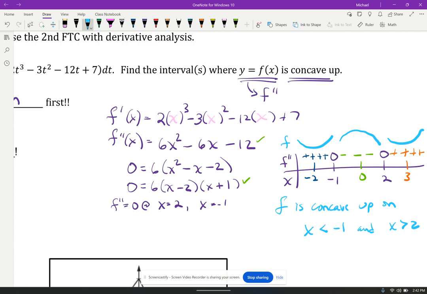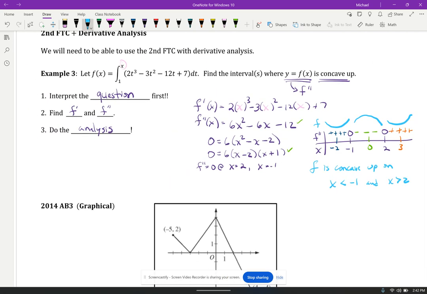And we're done with this analysis. So think about what we're talking about. We're not talking about this function, because that function would be a cubic. We're talking about the integral of this function, which we're calling f. And we figured out that that function, that area function, that function defined by definite integrals, is concave up on these intervals of x, just knowing what we know about the second part of the fundamental theorem and derivative analysis.